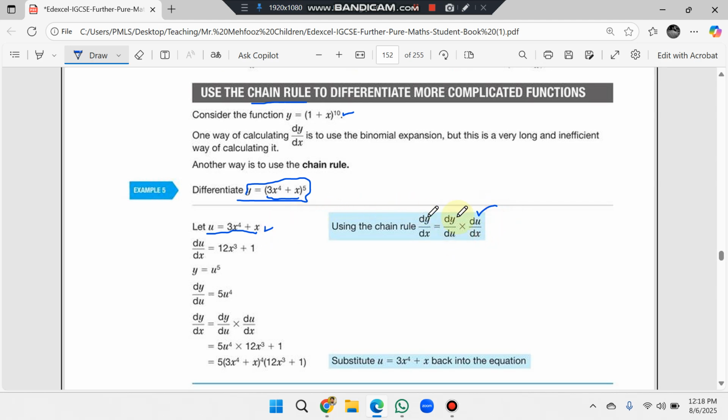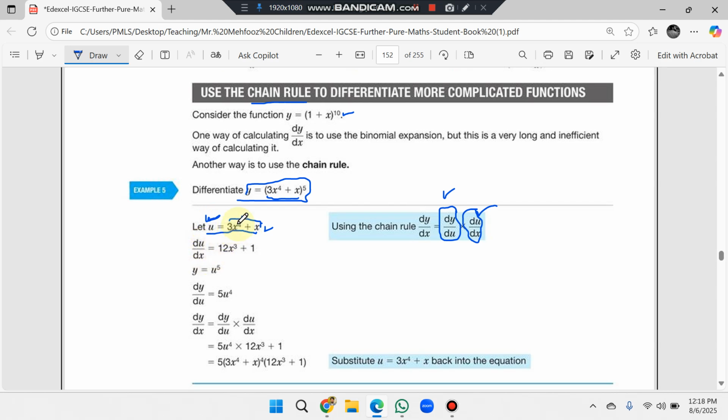Now we can see that we have to find dy by du for the formula and also du by dx, to put these values into this formula. So first of all, this is u and this expression is in terms of x. So we can find the derivative, the rate of change of u with respect to x. We can write it as du by dx.